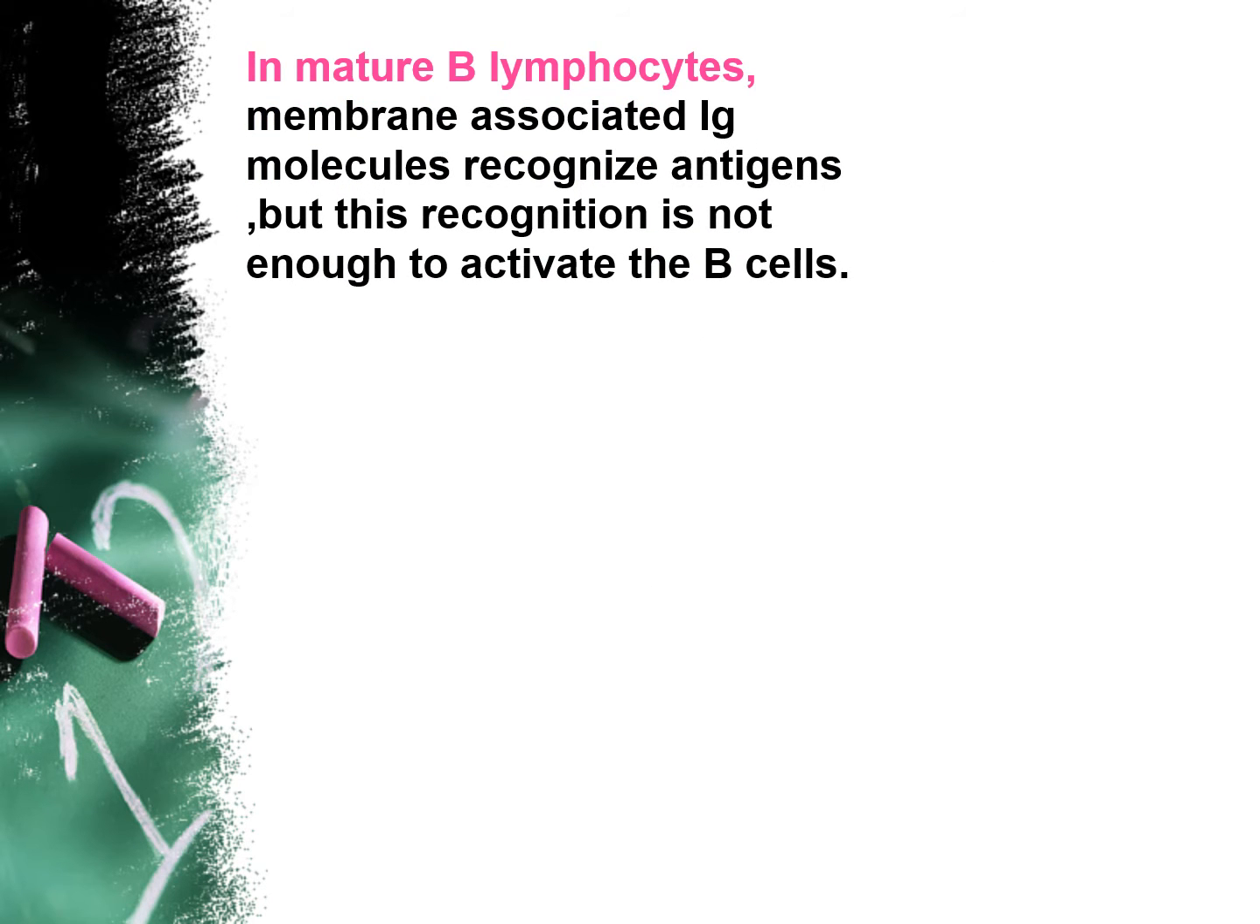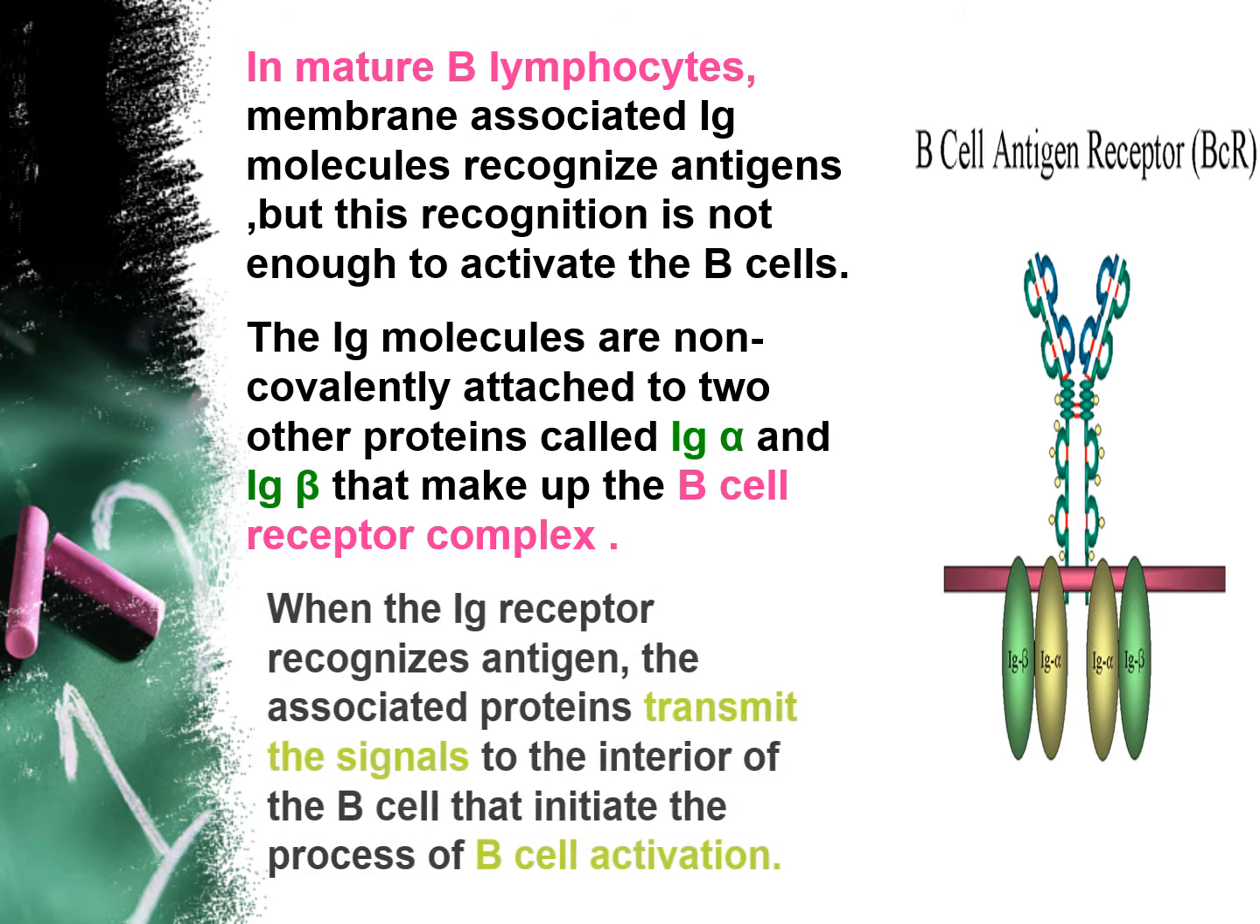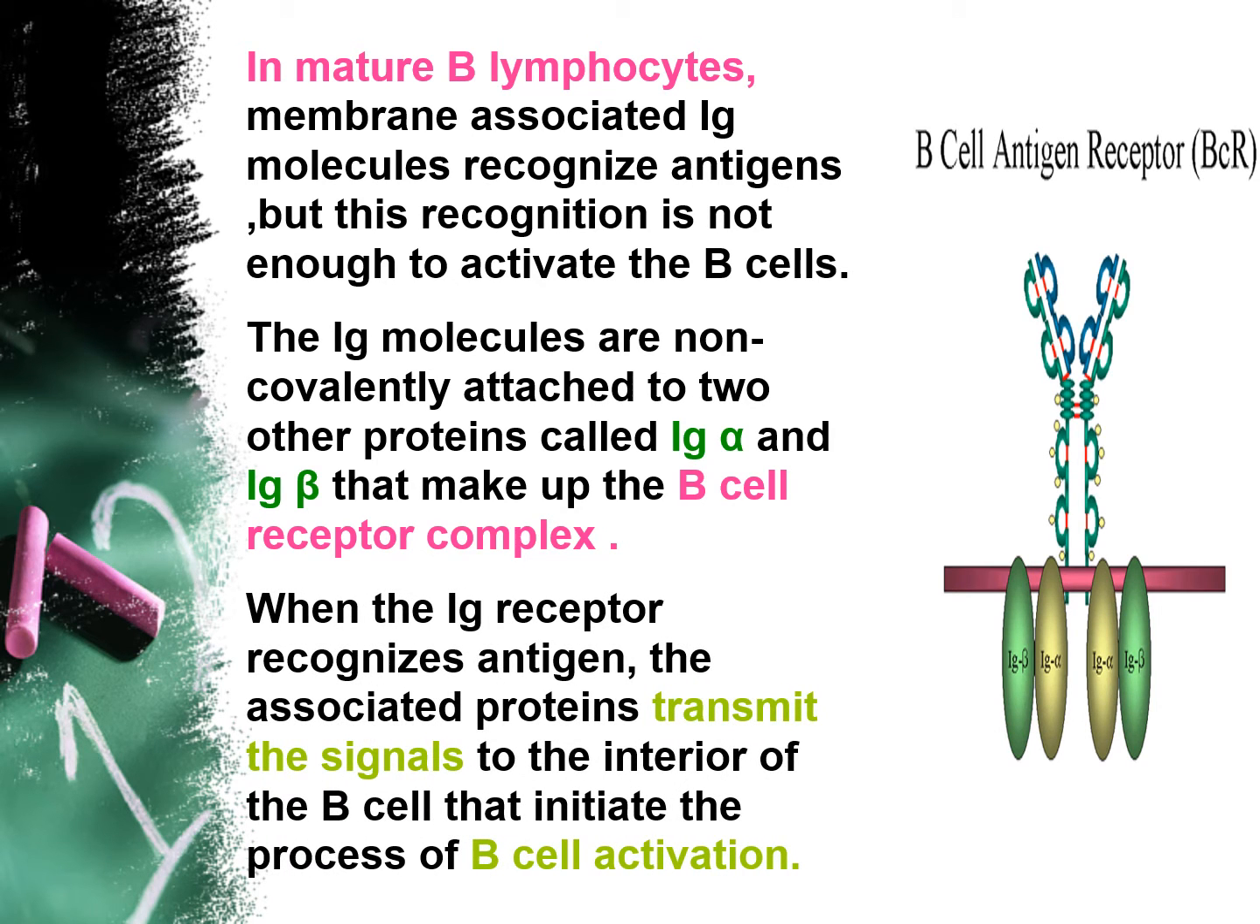In immature B lymphocytes, membrane-associated immunoglobulin molecules recognize antigens, but this recognition is not enough to activate the B cells. The immunoglobulin molecules are non-covalently attached to two other proteins called immunoglobulin alpha and immunoglobulin beta that make up the B cell receptor complex. When the immunoglobulin receptor recognizes the antigen, the associated protein transmits the signal to the interior of the B cell that initiates the process of B cell activation.